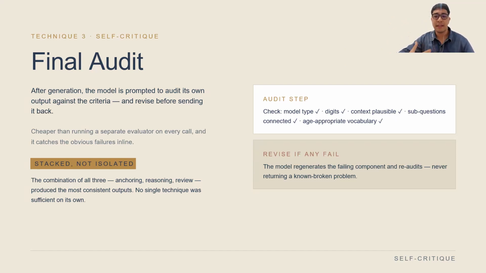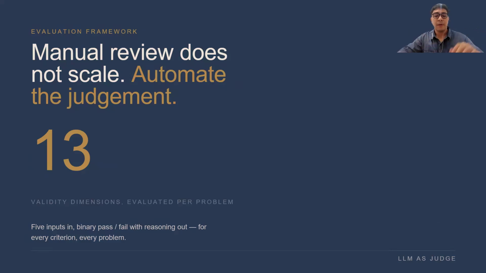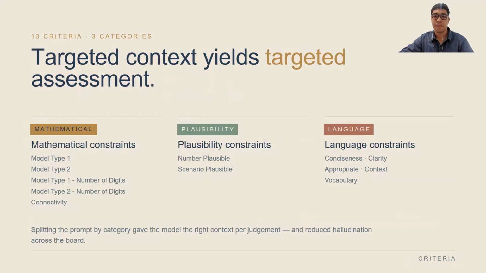So to me, the big lesson here was that none of these three techniques is sufficient on its own. If we anchor reasoning and review on top of one another, this combination actually produced more consistent method problem outputs, which we needed. So for evaluation, I built an LLM as a judge framework. The judge takes the same 5 inputs that the generator received plus the generated problem, and outputs a pass or fail with reasoning across the 13 distinct criteria.